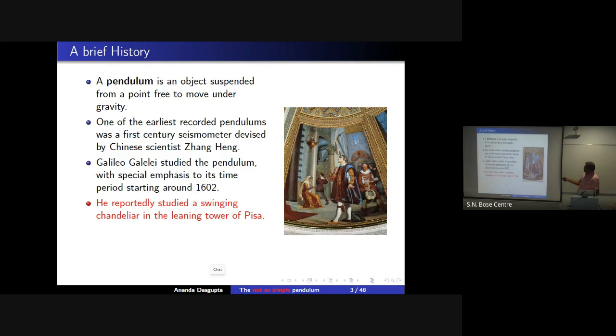In this case, of course, it was not really meant to be a pendulum, it was a chandelier hanging from the ceiling. But effectively, because it swung freely, you could treat that as a pendulum. And he enunciated this law that the time period of a pendulum does not depend on the amplitude, which, as we will see, of course, and as you all know, is not exactly accurate, but it's pretty close to being accurate.